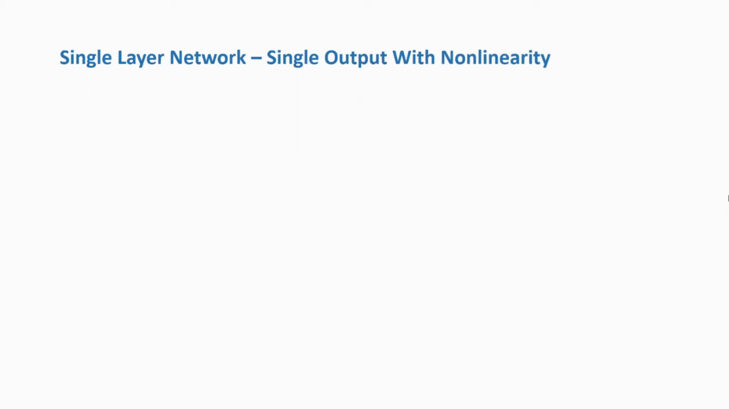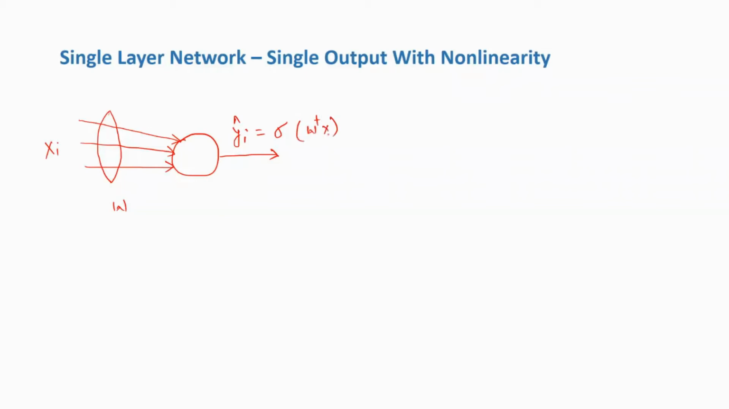Now we'll discuss single output with non-linearity. Suppose we have a neuron which takes multiple inputs as a feature vector xi, and we have some weight here. This neuron will output some yi hat, which will be non-linear. So in the non-linear case, suppose we take the sigmoid function. This sigmoid function will take w transpose x, the same thing. The sigmoid function is given as 1 by 1 plus e to the power minus s, as we know. If you remember, this sigmoid function looked like this.